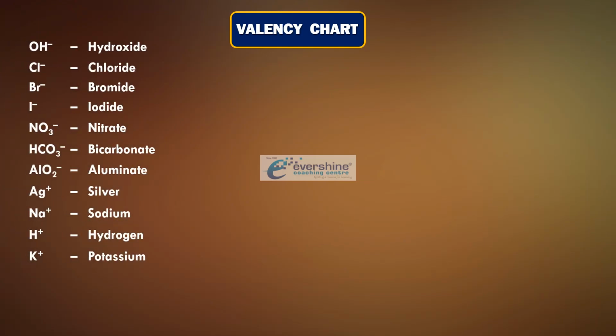See children, here we have hydroxide, chlorine, bromine, iodine, nitrate, bicarbonate, aluminate, silver, sodium, hydrogen and potassium. These all have valency 1. Now what do you mean by valency? Valency is nothing but the ability of these. Remember this. As you can see here, hydroxide, chloride, bromide, iodide, nitrate, these all have the ability to donate or to accept one electron.